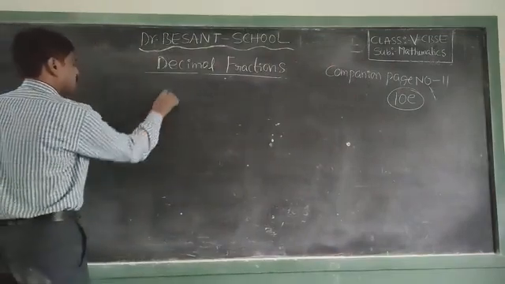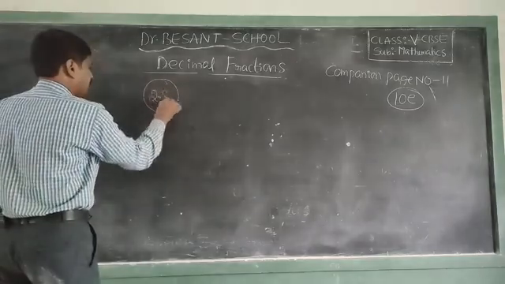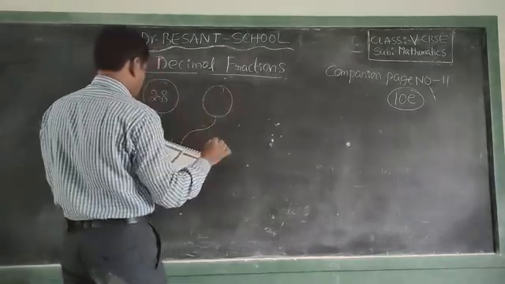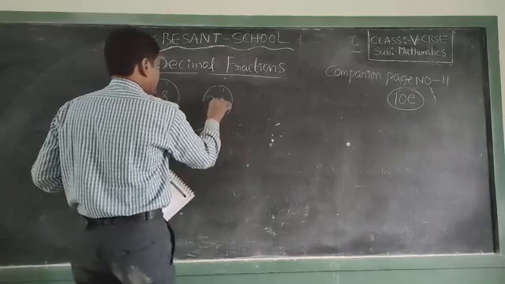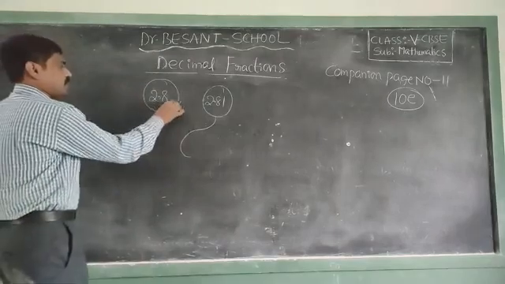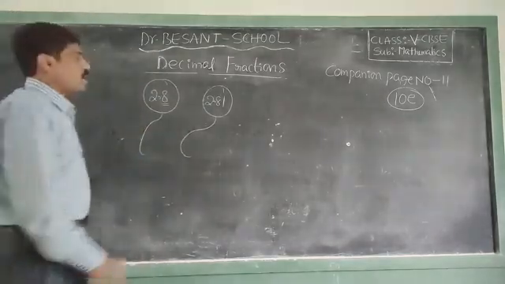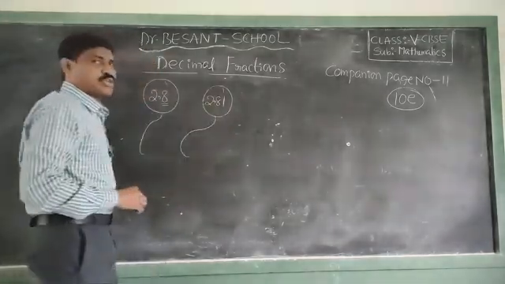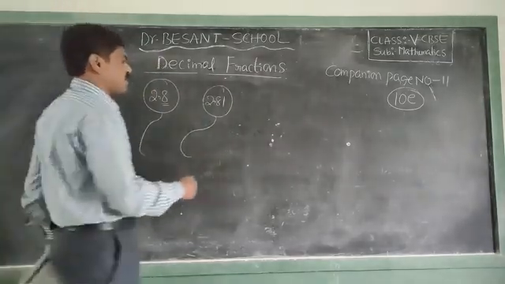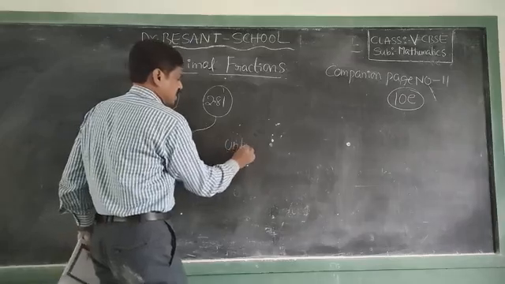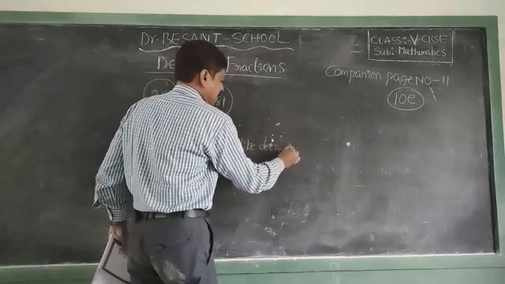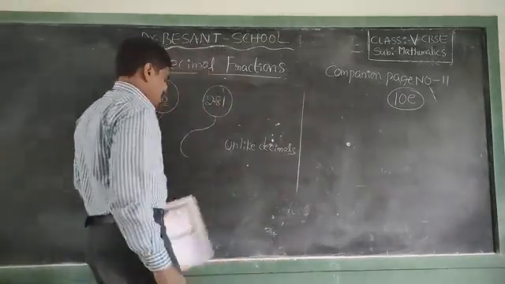This is 2.8. This is 2.81. After decimal, here only one digit. After decimal, there are two digits. That's why these two are unlike decimals.